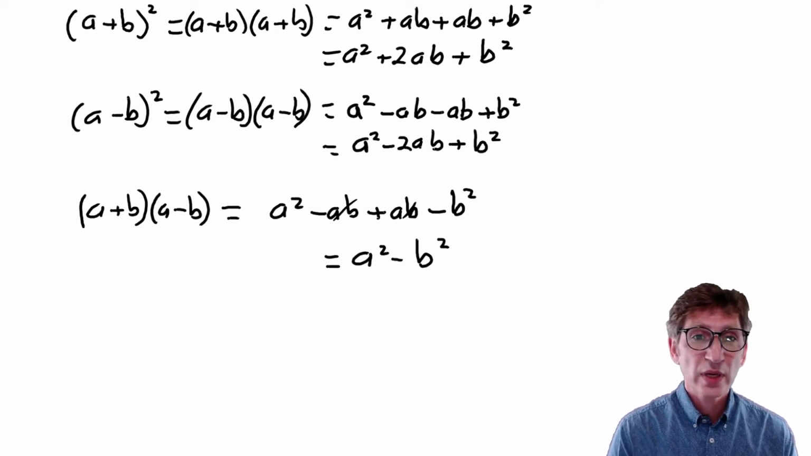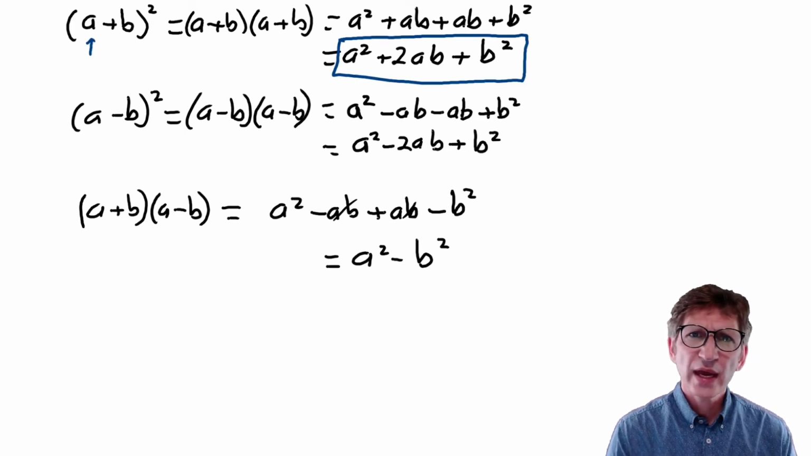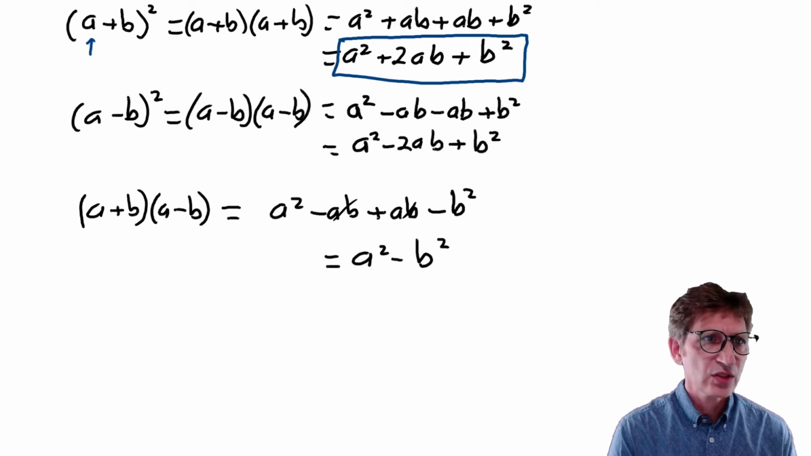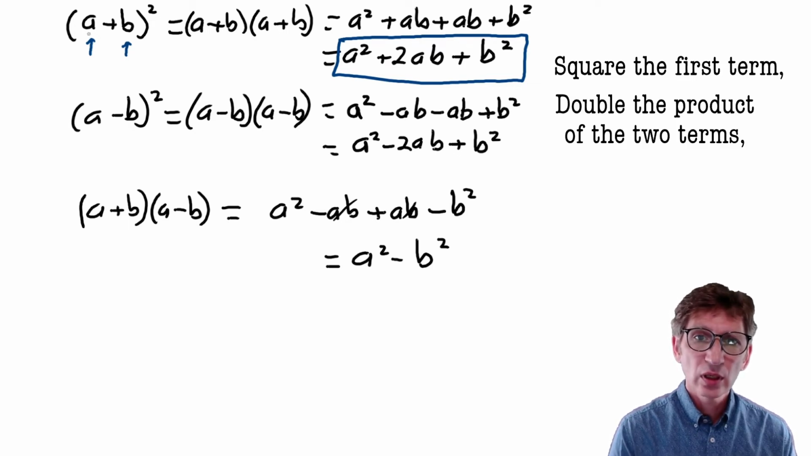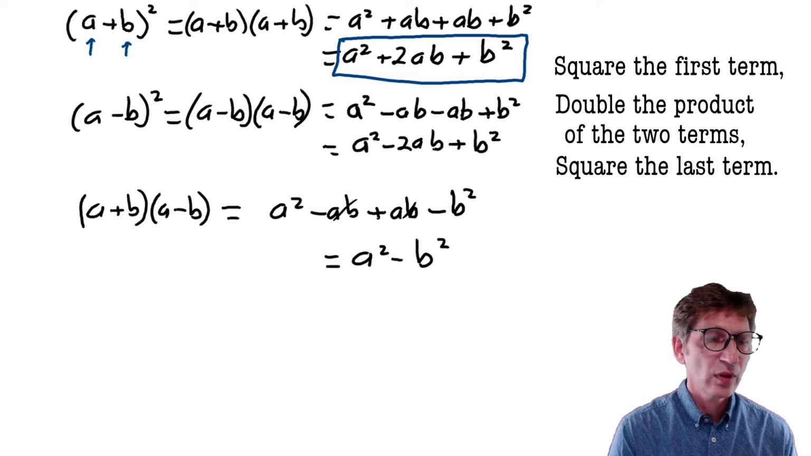These are some special patterns that we have discovered. So if we look at this pattern, we see that a squared is the square of the first term. B squared is the square of the last term. In the middle, this 2 is double the product of the two terms. If we double the product of the first term and the last term, we get our middle term in this trinomial. It works the same with a minus b squared.